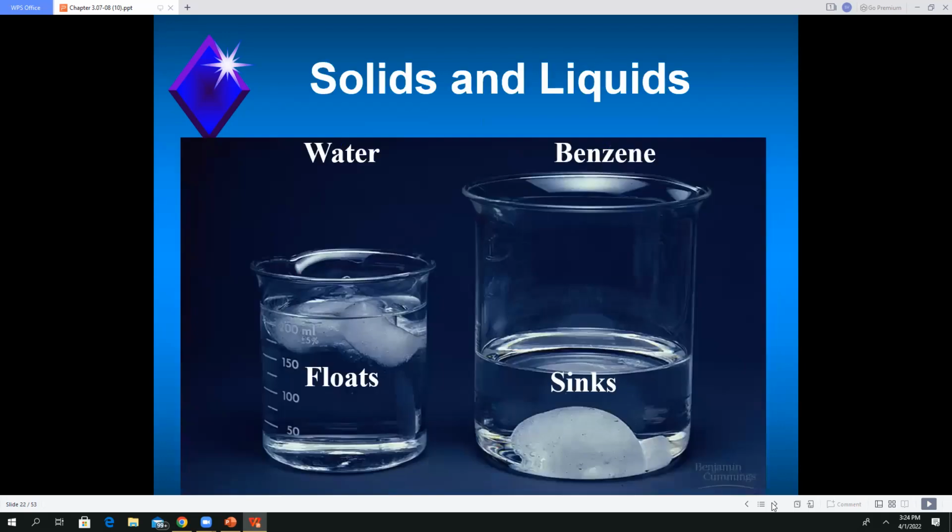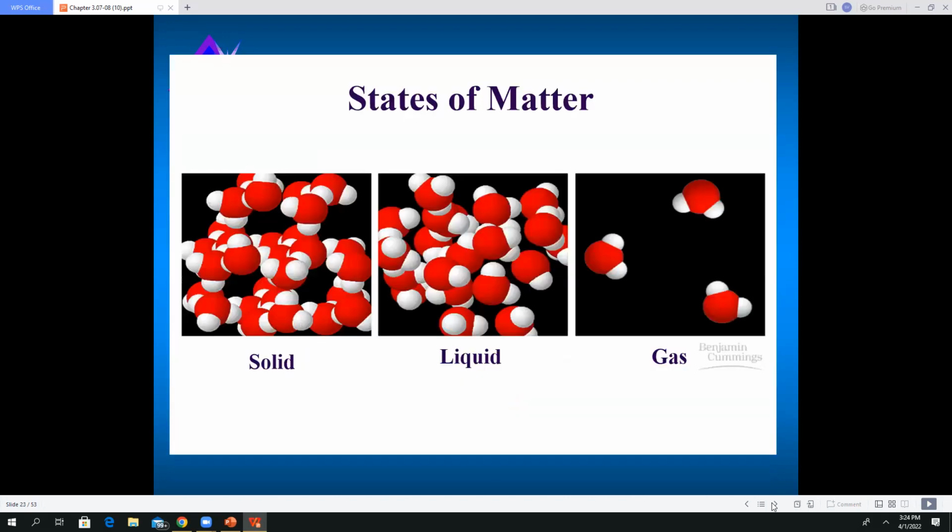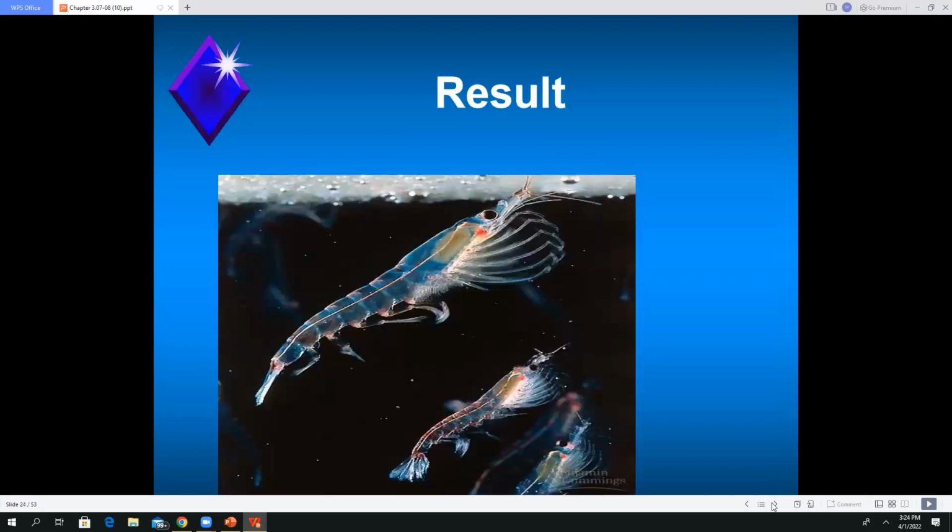See, look at that. Ice floats in liquid water, and frozen benzene in its liquid state sinks, which is what you would expect. And of course, you know the states of matter.